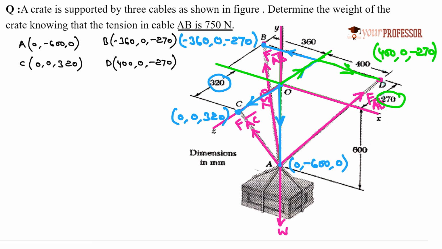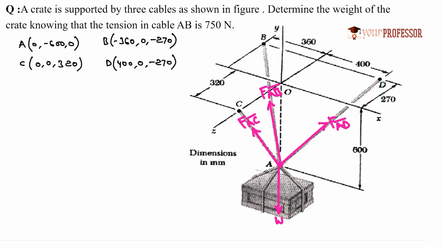Let's consider the force vectors which are present along AC, AB and AD. In order to find the weight of the crate, first we need to calculate the force vectors FAB bar, FAC bar, FAD bar, and weight. If we consider weight is acting from O to A, this is the direction weight is acting. So it is acting from O to A, so we need to calculate FOA bar.